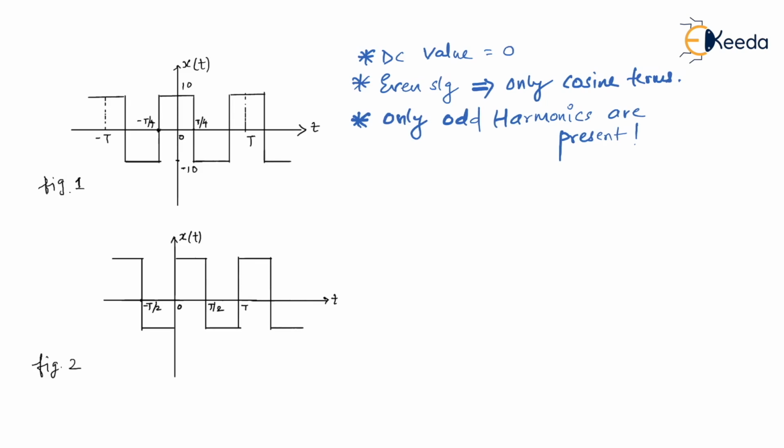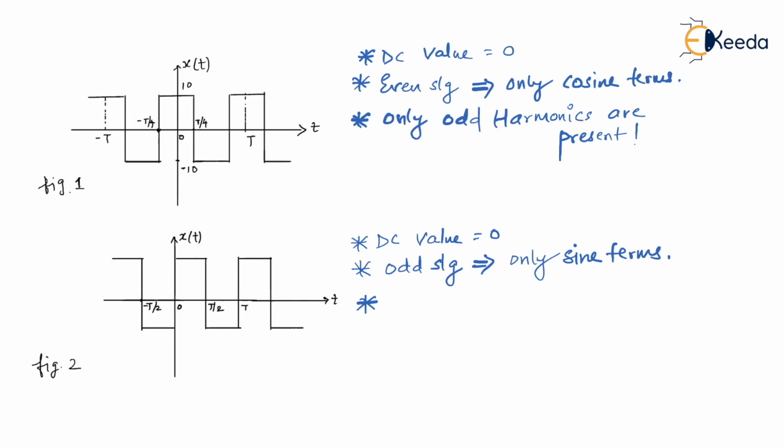Right? Similarly, for figure 2, which we learned in the Fourier series part 2 lecture, we have concluded some points. First, DC value was equal to 0. Secondly, this is an odd signal, and we know that whenever a signal is odd, we get only sine terms in its Fourier series. So we got only sine terms. And third, we have seen we got only odd harmonics in the Fourier series.